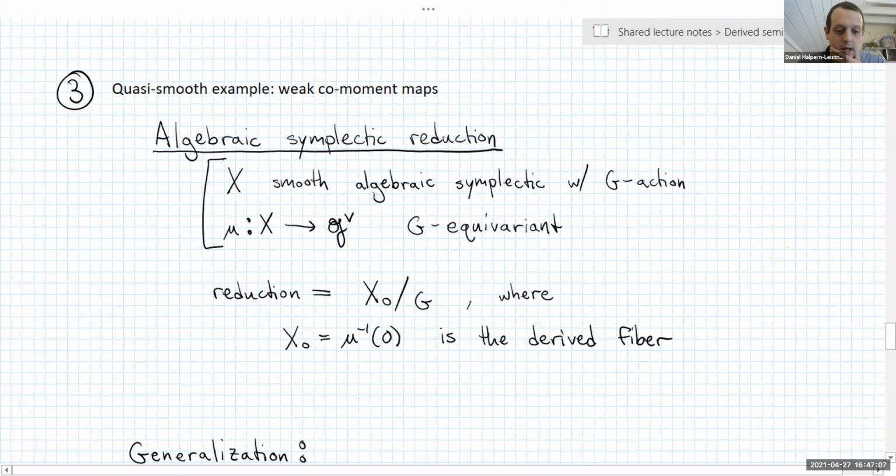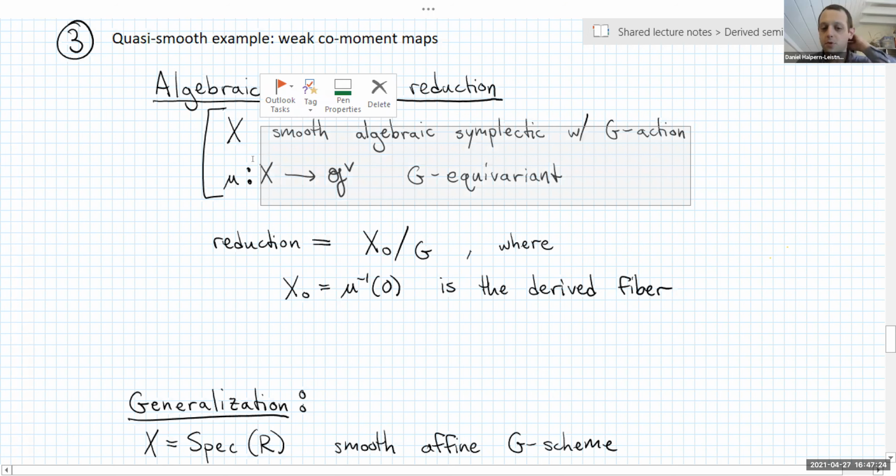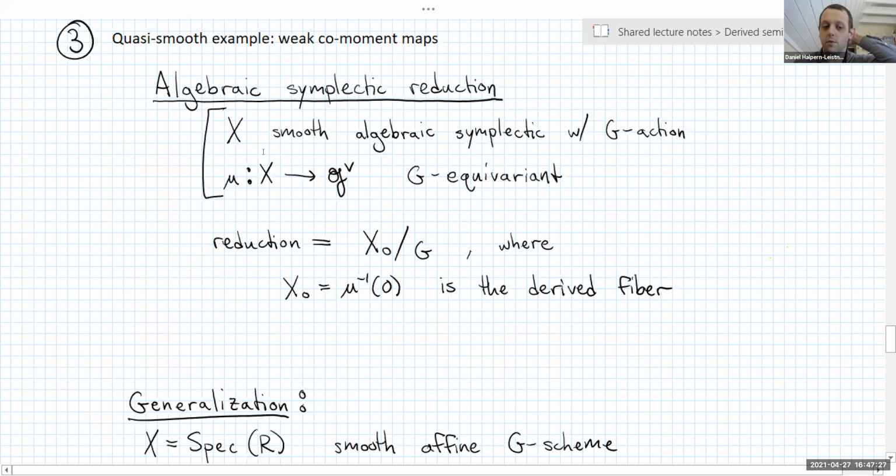Maybe it was 2016. But anyway, now let's do the first step away from smooth, which is quasi-smooth or a complete intersection. So there's a situation where you have a smooth algebraic symplectic manifold with a reductive G action. And then you have this thing called a moment map, which is a G-equivariant map to the dual of the Lie algebra.